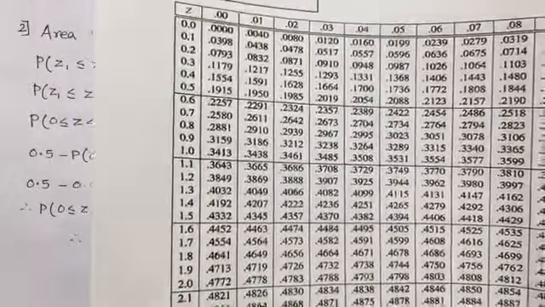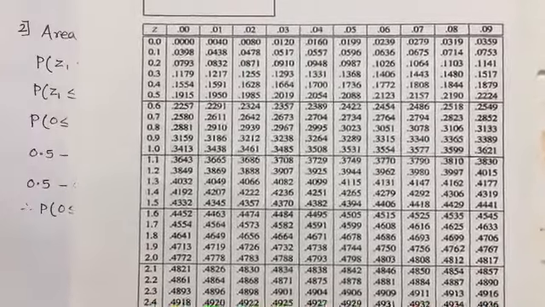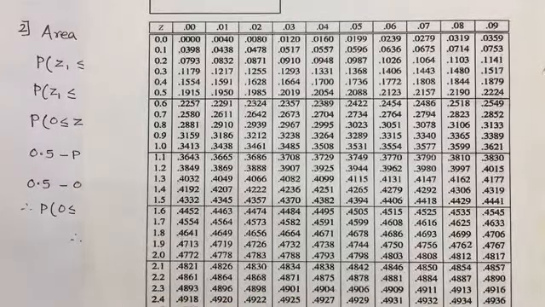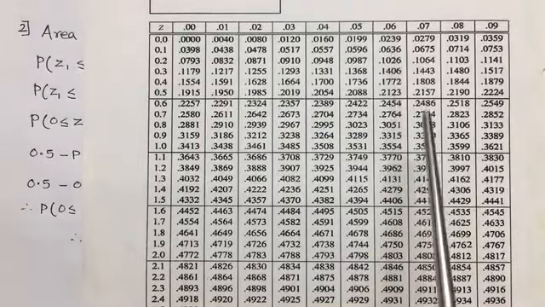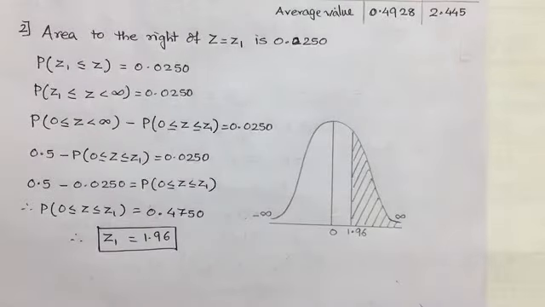Now the table referred will give us the exact value 1.9 and 6. If you see, it gives us 0.4750. So the value of z1 becomes 1.9 and 6. So 1.96 is the value of z1.